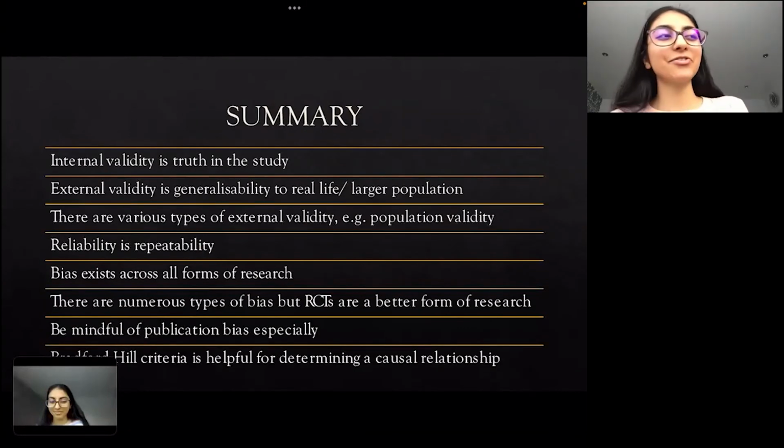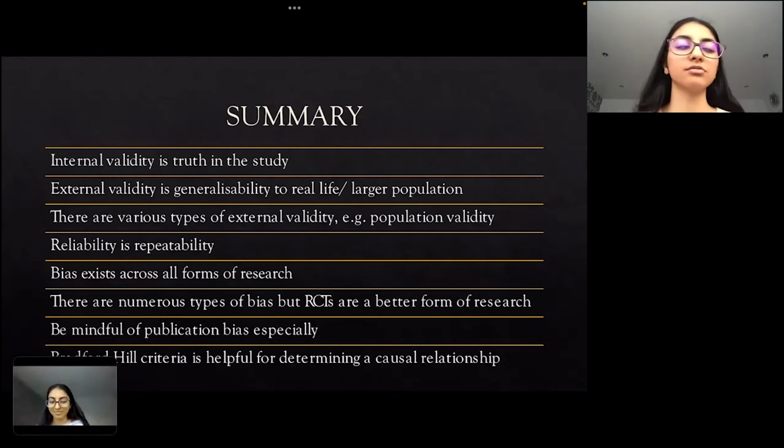So I know that was a lot of information thrown at you, but hopefully that sort of made sense. And so internal validity is truth in the study. External validity is the generalizability to real life and the larger population. There are various different types of external validity, with population validity being a key one. Reliability is essentially repeatability, and there are lots of links to that, and specificity, sensitivity, etc.